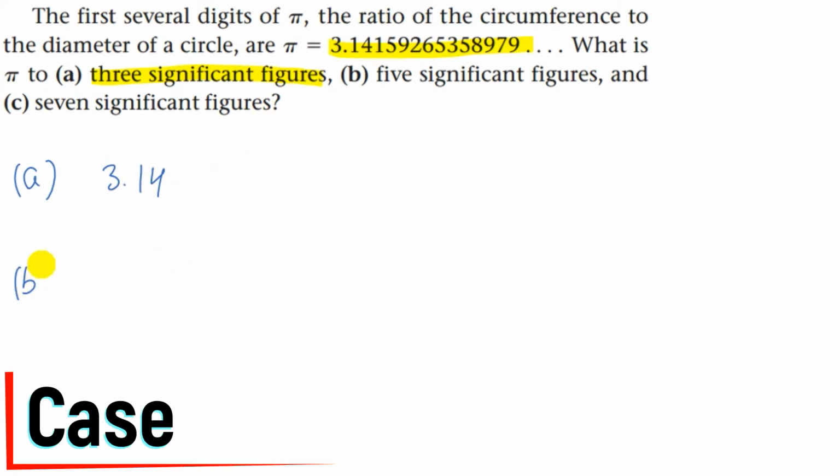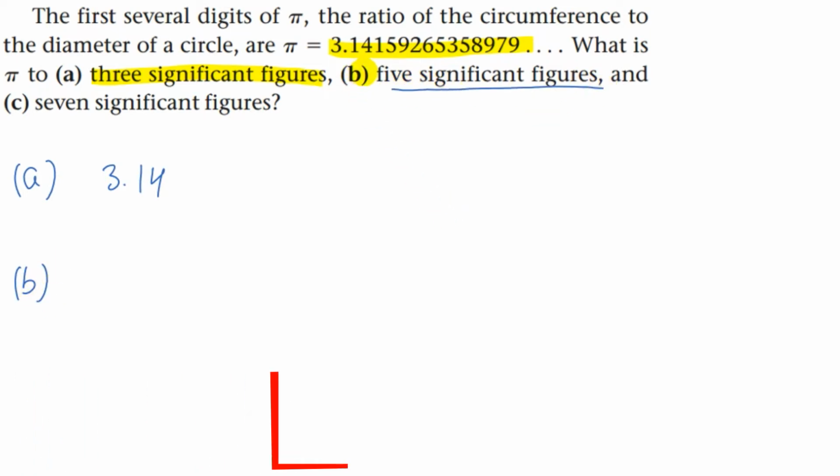Now next, the B part. We have to write pi with 5 significant figures. So 3.141 and then this 5, which we have to round off. Since the next number is 9, which is greater than 5, we round this 5 up to the next number, which is 6. So this would be the answer for the B part.